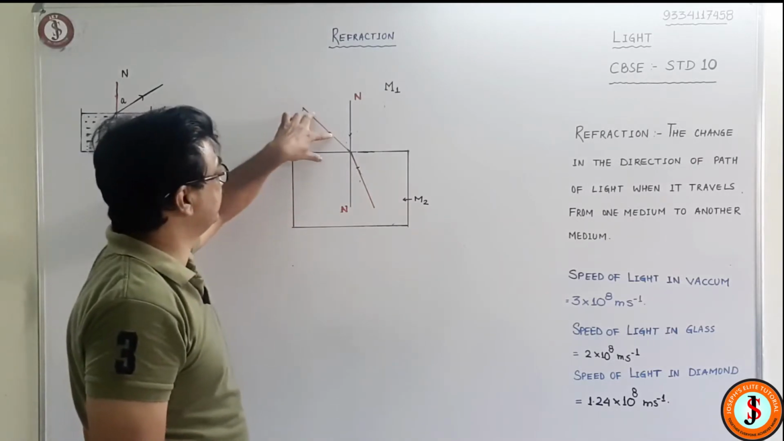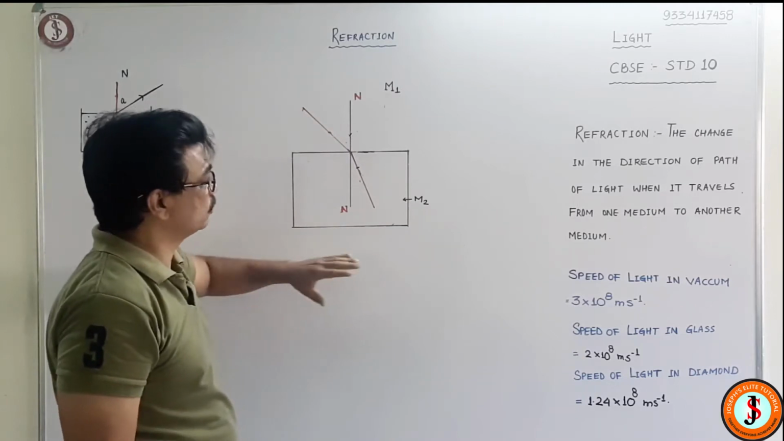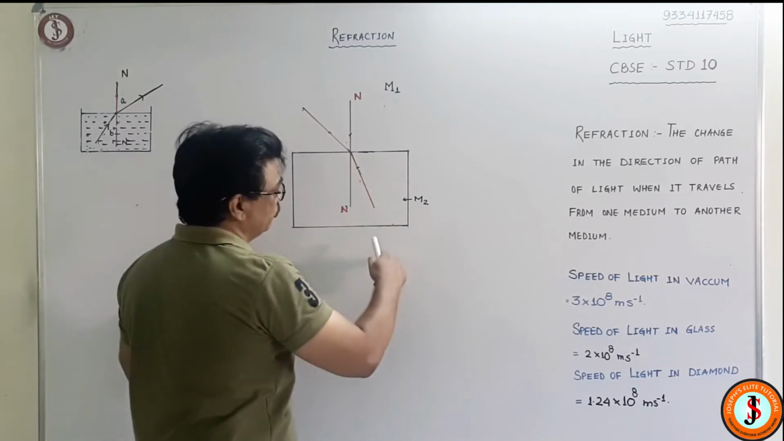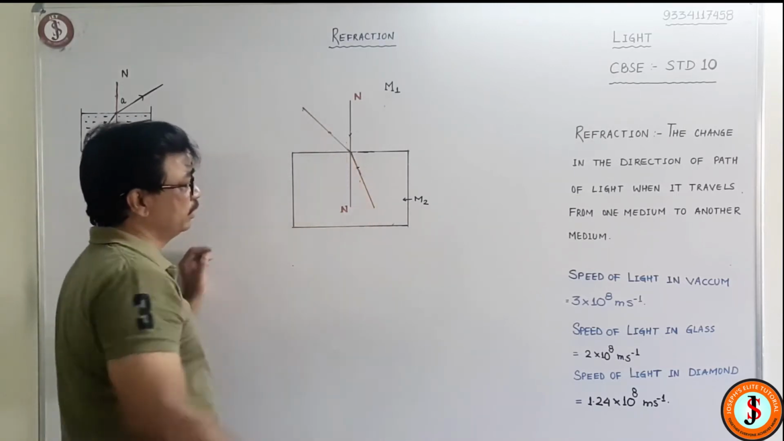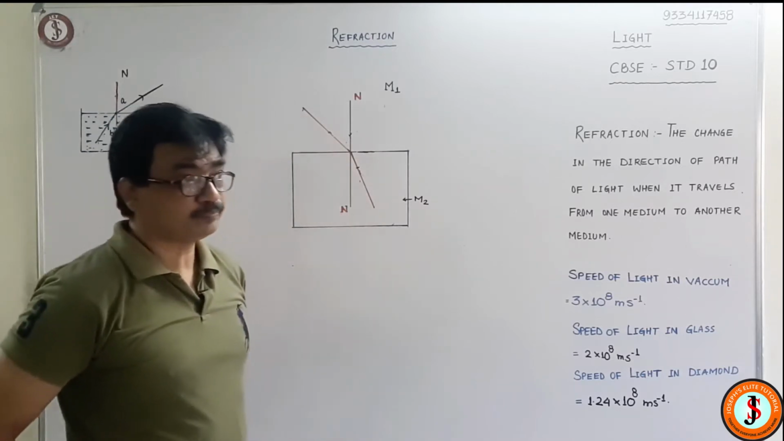So I have drawn that here: this is a glass slab, and we did the experiment where we put two pins over here, and from the other side we tried to bring all four pins in line. We put two more pins to come in line, and when we traced out the path, we saw there is a bending of light.